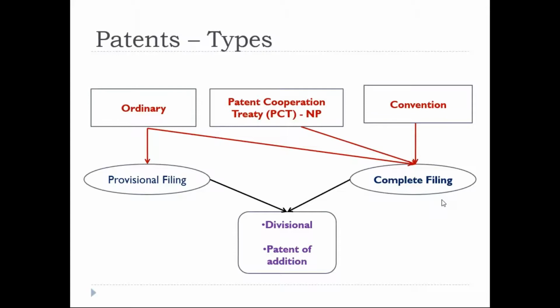Hope you understood these terminologies. Provisional is valid only for 12 months. Complete filing is valid for 20 years, right? And an ordinary application only has the provision of provisional filing, right? And I'll explain in the upcoming slides about divisional patent or patent of division and patent of addition or addition of patents, right? I'll explain about that.